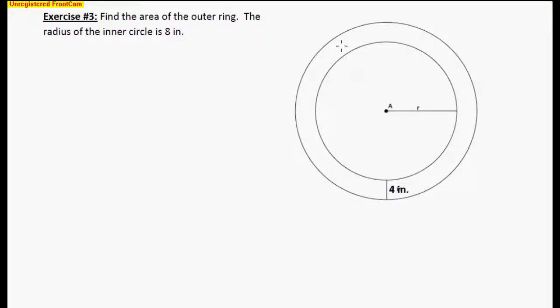Okay, so we're just talking about the area of this outer ring. This could be like a frisbee, but with no center in it. You ever seen those? Or like a hula hoop. So find the area of the outer ring.